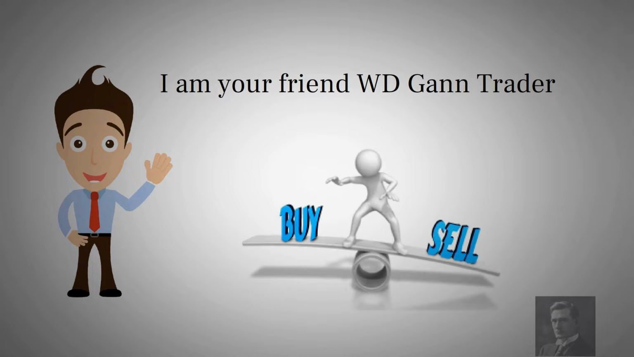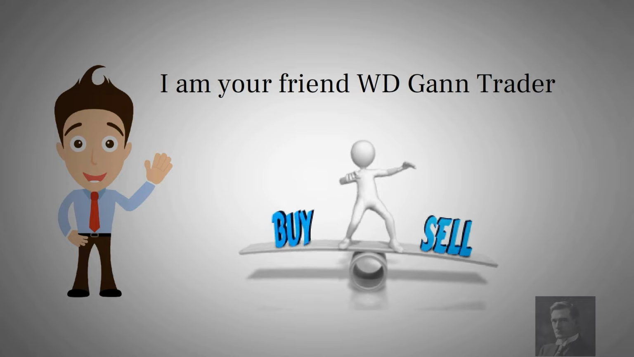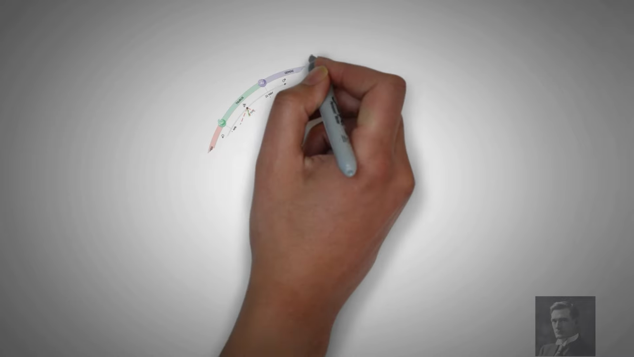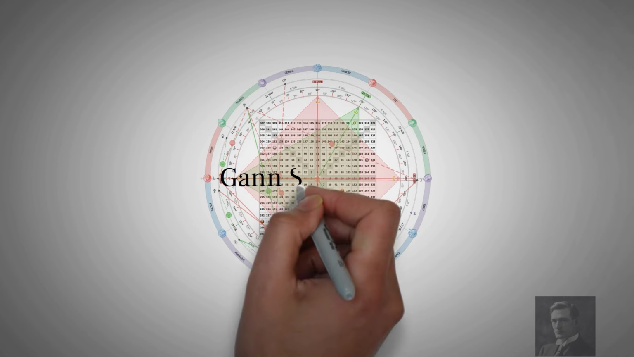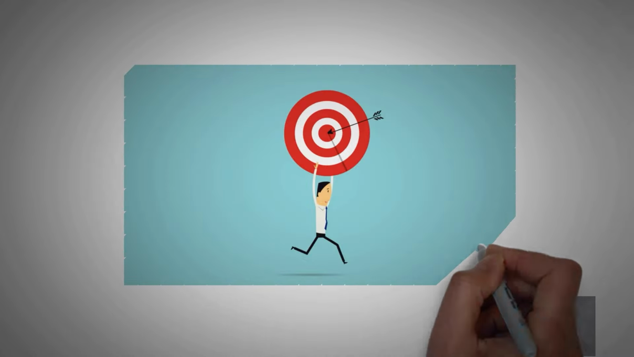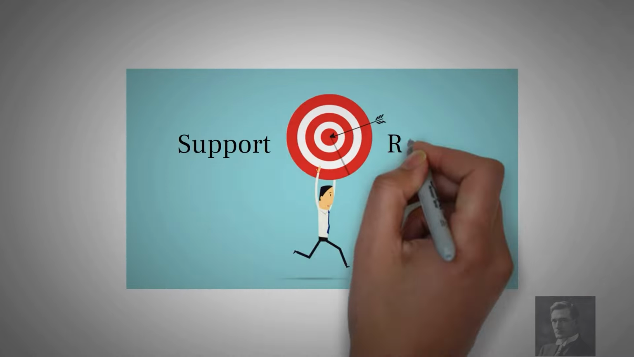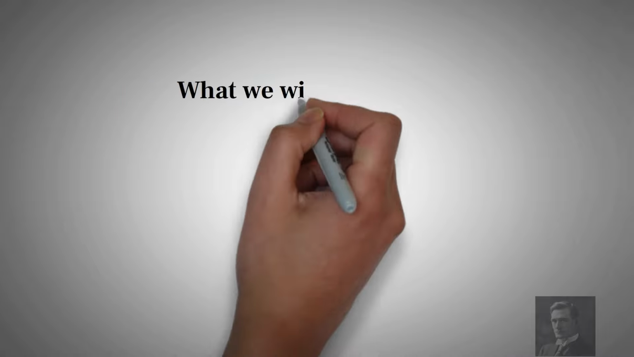Whenever you do trading, the first question that comes to your mind is where to buy and where to sell. So today I am going to share a very interesting strategy, which is Gann Square of 9. Using the Gann Square of 9, you can easily get points on where to buy and where to sell. The Gann Square of 9 makes our trading style more efficient by providing us with the support and resistance of the stock market. So, what will we learn today?